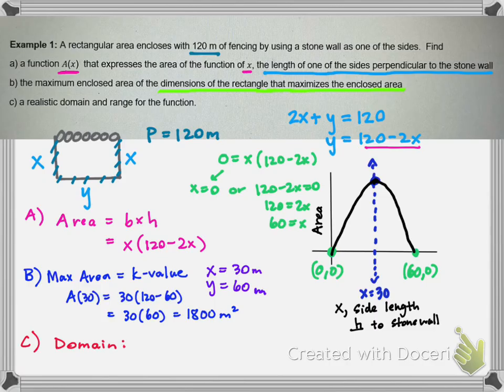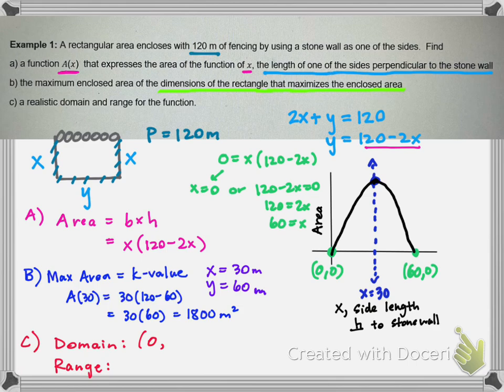Normally for quadratics the domain is all real numbers, but I can't have a distance be negative. So we know we have to start the domain at 0, but if I had a domain at 0, would I have an area that's actually enclosed? The answer is no, so I'm not going to include 0.